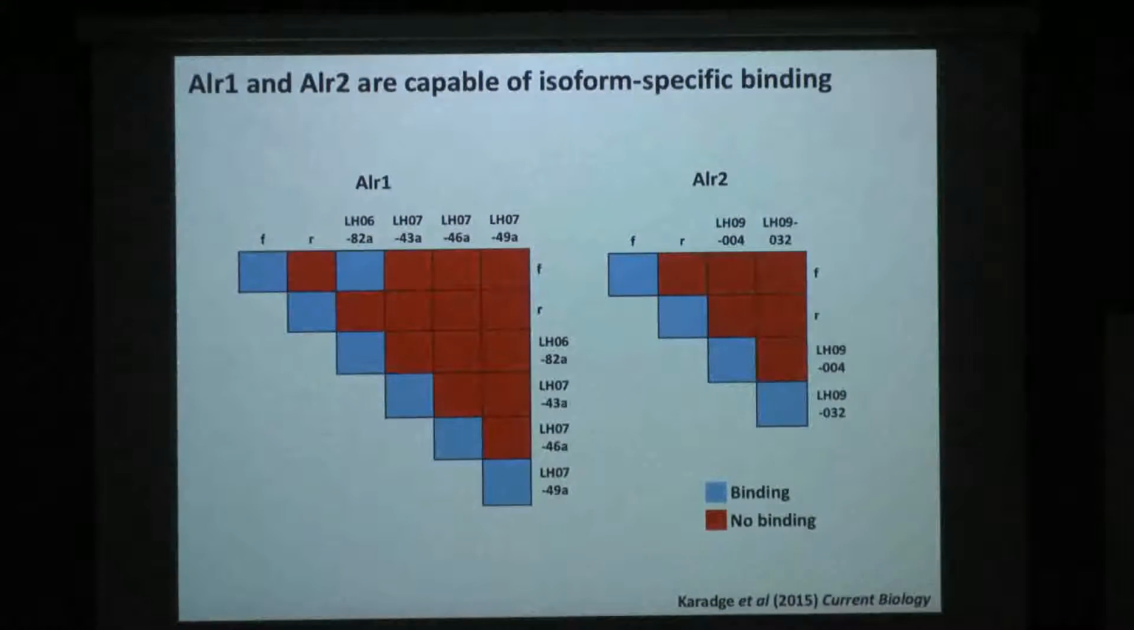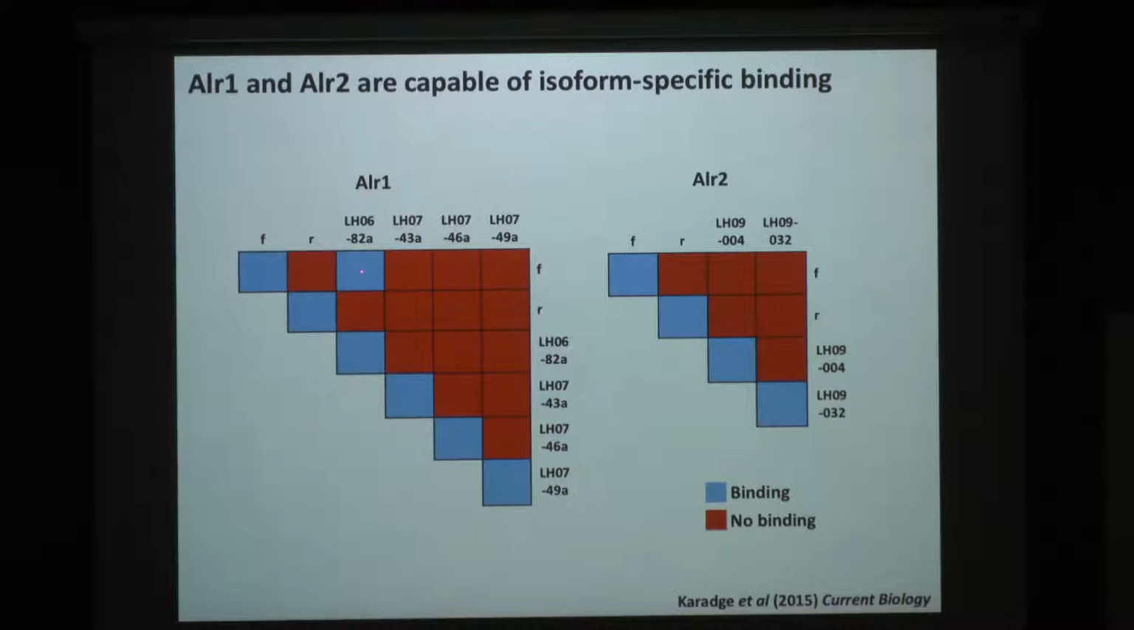Okay, so we've tested a handful of alleles now in this system. 6 alleles for ALR1 and 4 alleles for ALR2. We actually have more, but this is what's been published. And in all cases, the alleles are able to bind to themselves. That's this blue line on the diagonal here. But they do not bind to other isoforms.